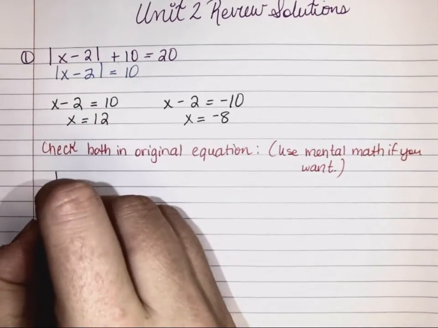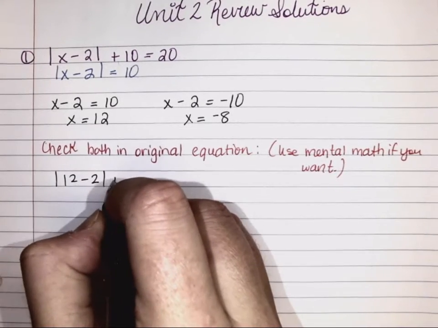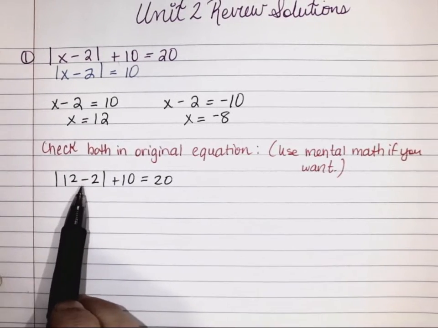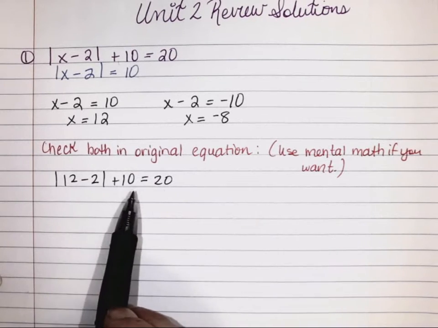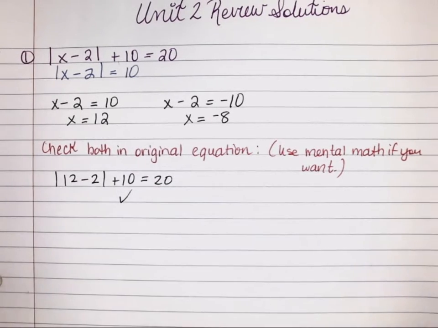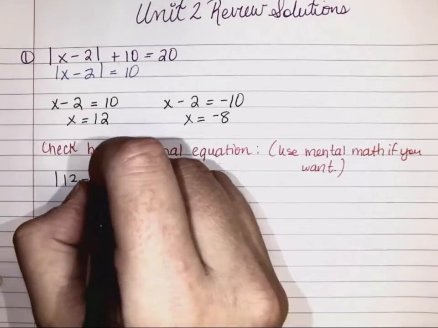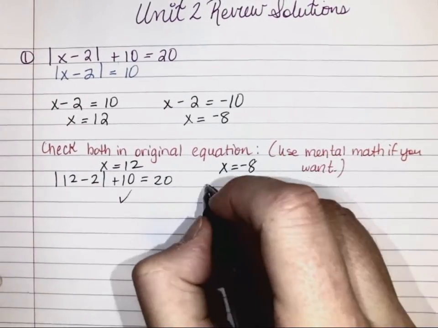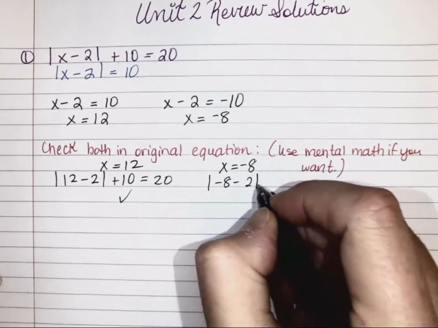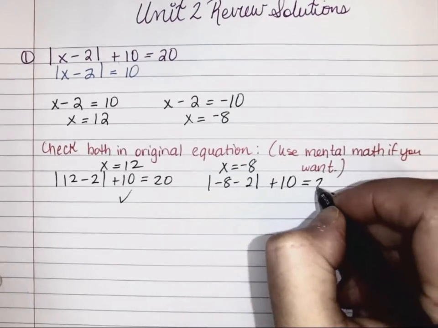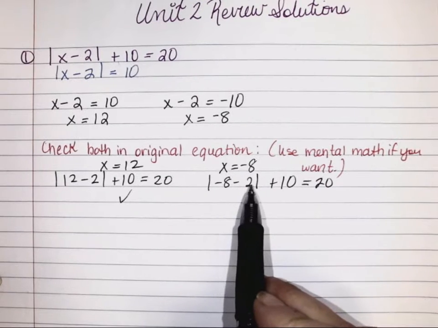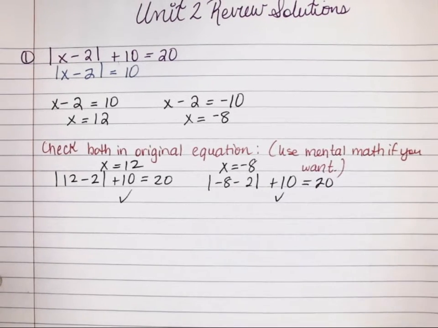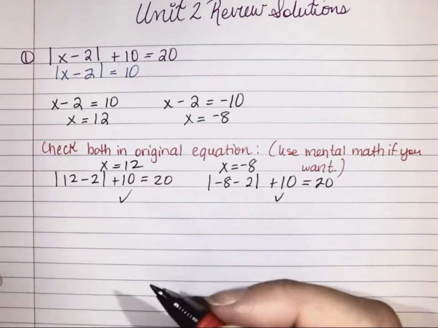So if I plug in 12 into my original, let's see if I get 20. You have the absolute value of 10, which is 10, plus 10, and that equals 20. So that one checks off, and that was checking 12. If I check x equals negative 8, you get the absolute value of negative 8 minus 2, plus 10 equals 20. This gives you the absolute value of negative 10, which is 10, plus 10 is 20. So that one checks out. So both work.